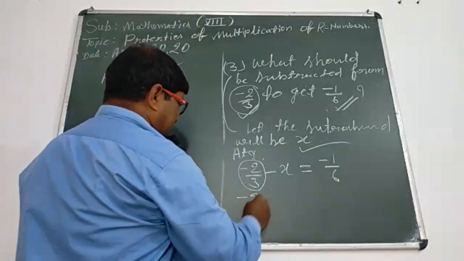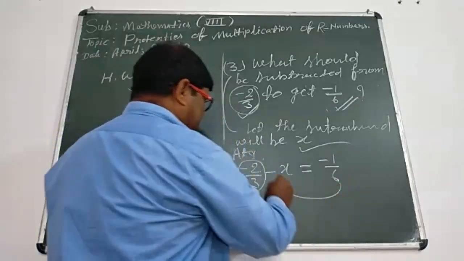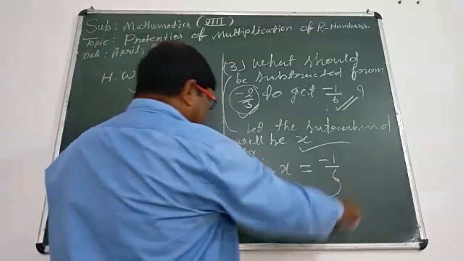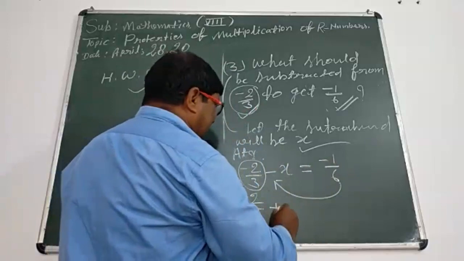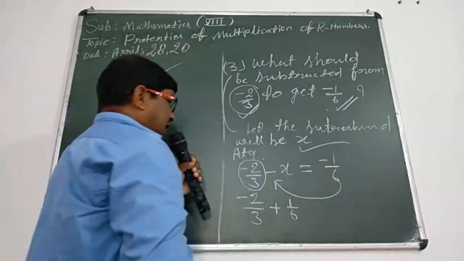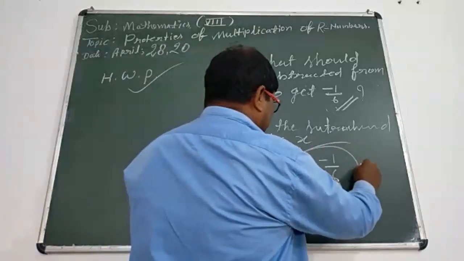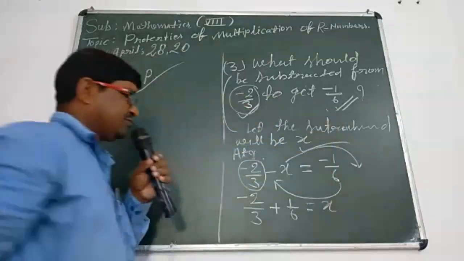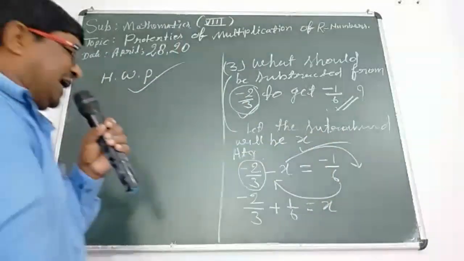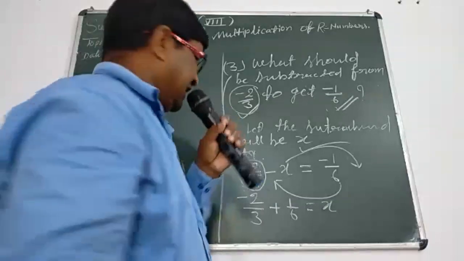Simplify it. Minus 2 upon 3. In transposition, this is the negative, you will write it in positive form, 1 upon 6. And this is the negative. In transposition, you will write here x. Now you can write x equal to minus 2 upon 3 plus 1 upon 6.